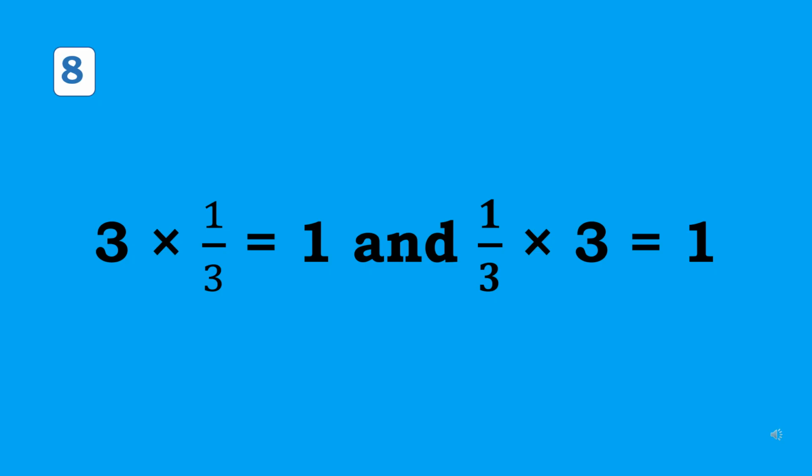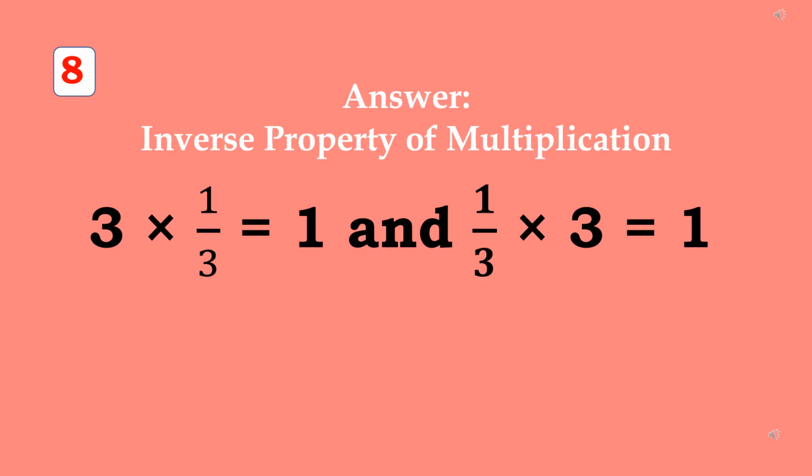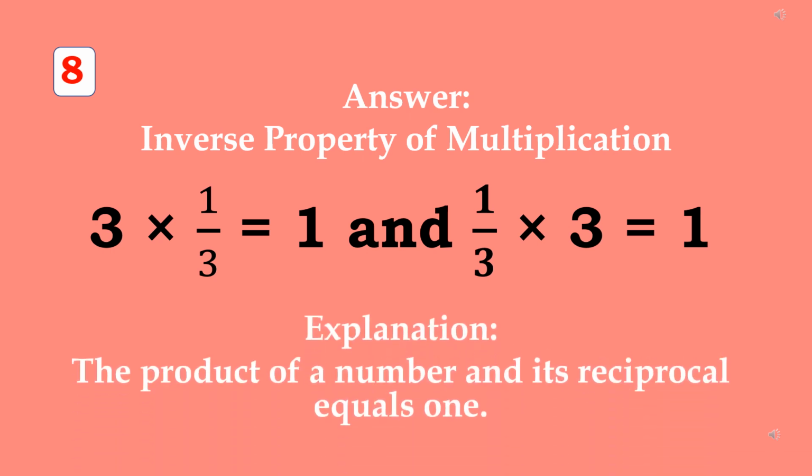The next property is 3 times 1/3 equals 1, and 1/3 times 3 equals 1. What property is this? The answer is the inverse property of multiplication. The product of any number and its reciprocal equals 1. Notice 1/3 is the reciprocal of 3, and 3 is the reciprocal of 1/3.